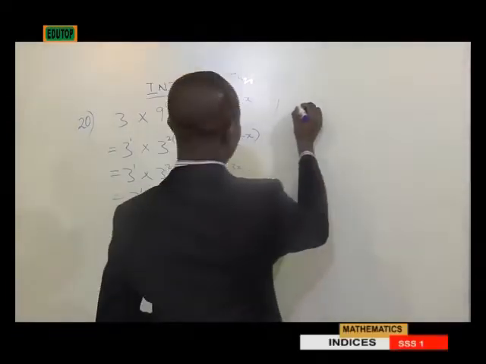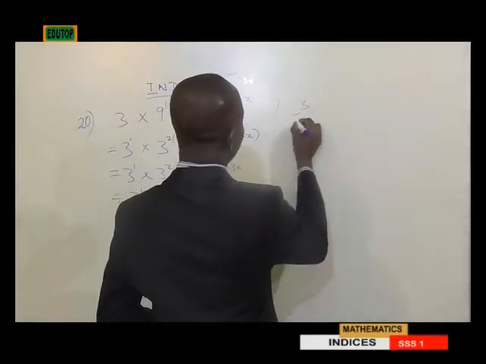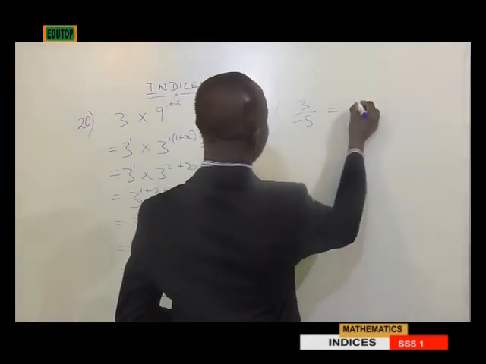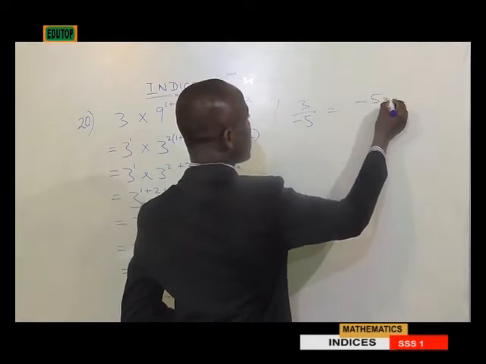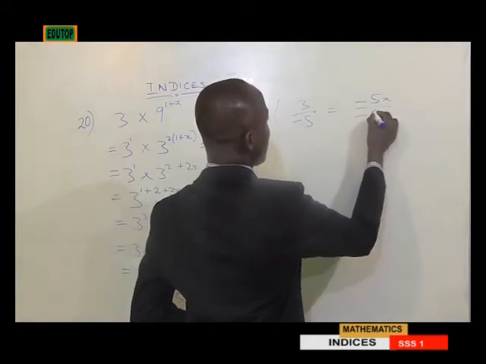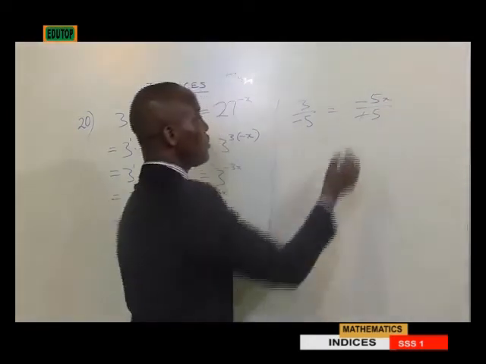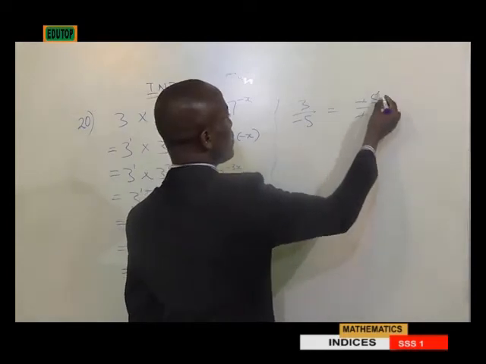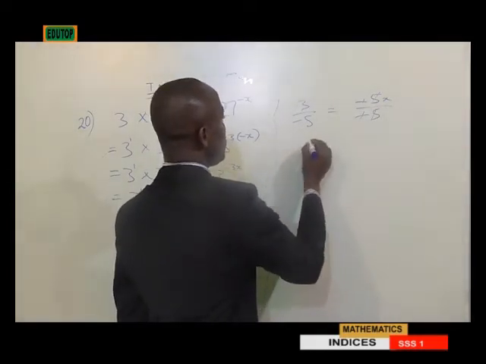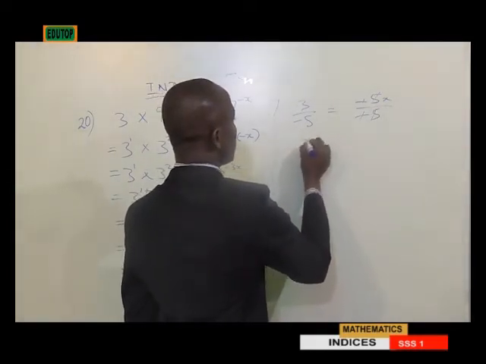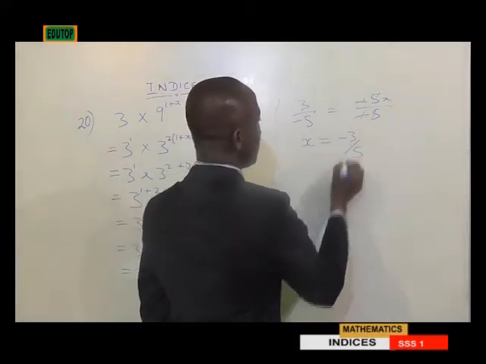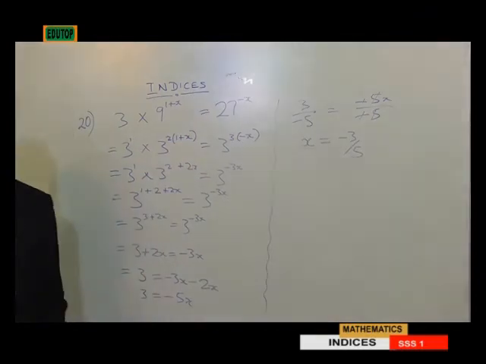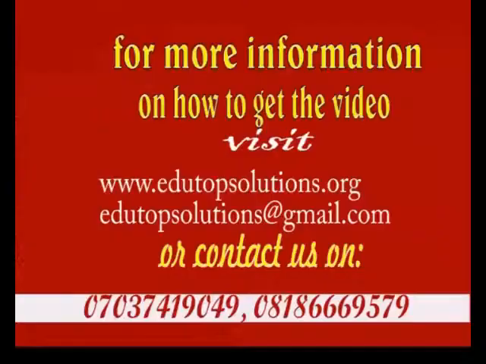That will be 3 divided by minus 5 is equal to minus 5x all over minus 5. This minus will cancel this minus, this 5 will cancel this 5, and then we can easily say that our x is equal to minus 3 all over 5. With that, we come to the end of indices.